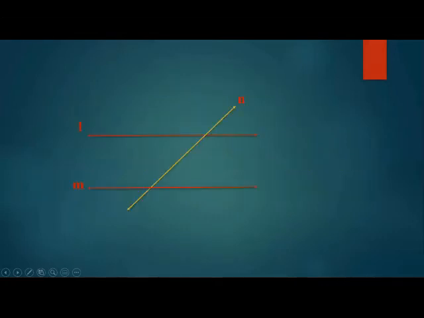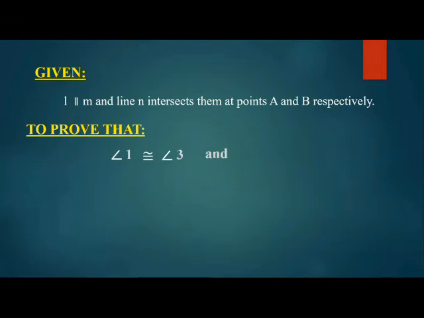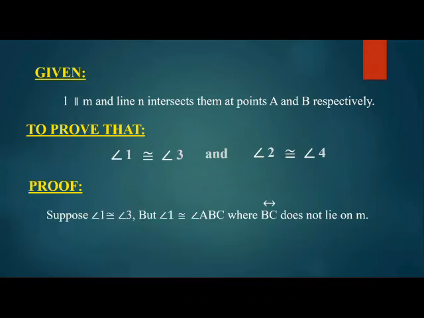We have to prove that the lines are parallel. The transversal has cut the lines. Alternate angles means that one angle is over here and one angle is over here, so alternate angles are 1 and 3, and 2 and 4. We have also made a line CB over here, which is the contradiction to the previous lines. So L is parallel to M and line N intersects them at points A and B respectively. What we have to prove is that angle 1 is congruent to angle 3 and angle 2 is congruent to angle 4.